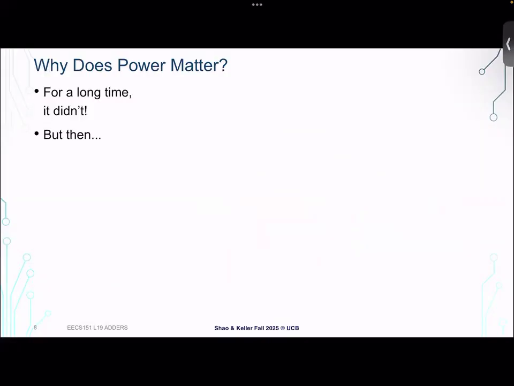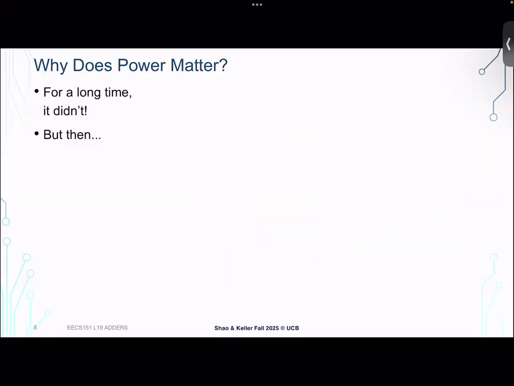For a long time, digital designers actually didn't care that much about power. It wasn't really much of a design consideration. People didn't spend time optimizing it, right? If we think about back in the 80s or the 90s, there were no smartphones. You had your desktop running Windows 95. It was plugged into the wall. You kind of had as much power coming out as you needed.